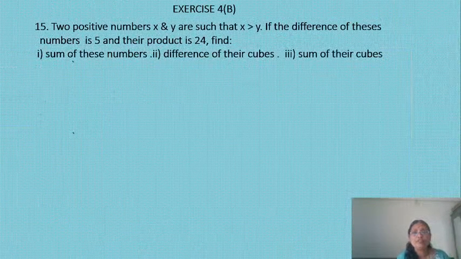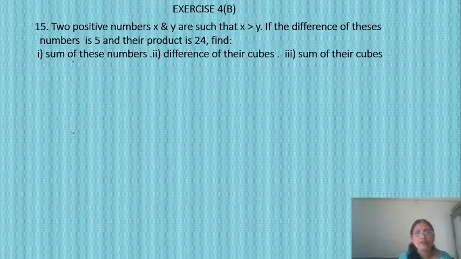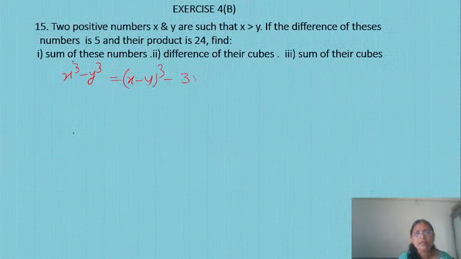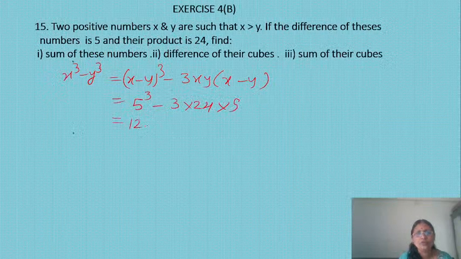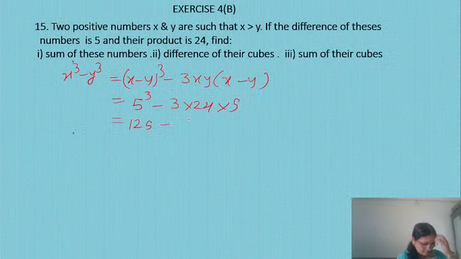Okay. So difference of their cubes. So first part we had done. Now difference of their cube, it is x cube minus y cube is equal to x minus y the whole cube minus 3xy in bracket x minus y. Okay, x minus y value we are given, it was 5. So 5 cube minus 3 into 24 into 5. Please calculate. 5 cube was 125 and multiply this and tell me how much it is.